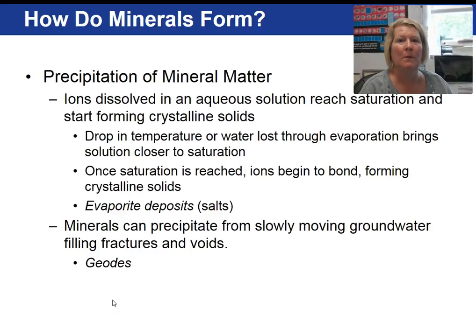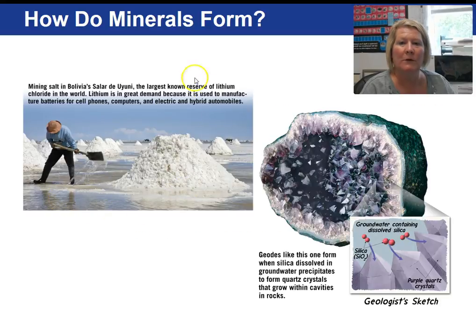How do minerals form? There are several different ways we can discuss. Minerals can precipitate from an aqueous solution because the solution has reached its saturation point. Minerals can also precipitate slowly from moving groundwater that travels through the fractures and voids in the sediment and rock below ground. In this picture here, we're looking at a very large reserve of a salt.